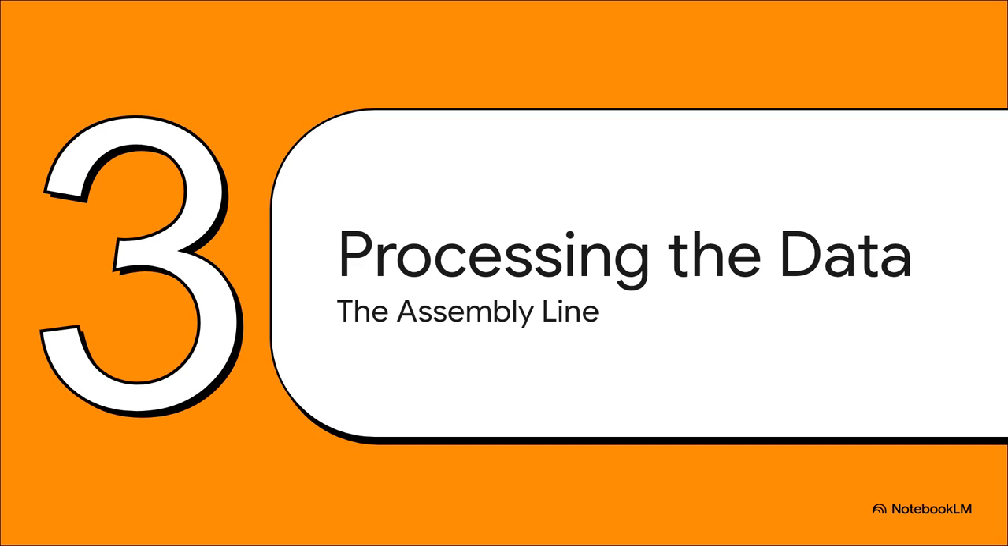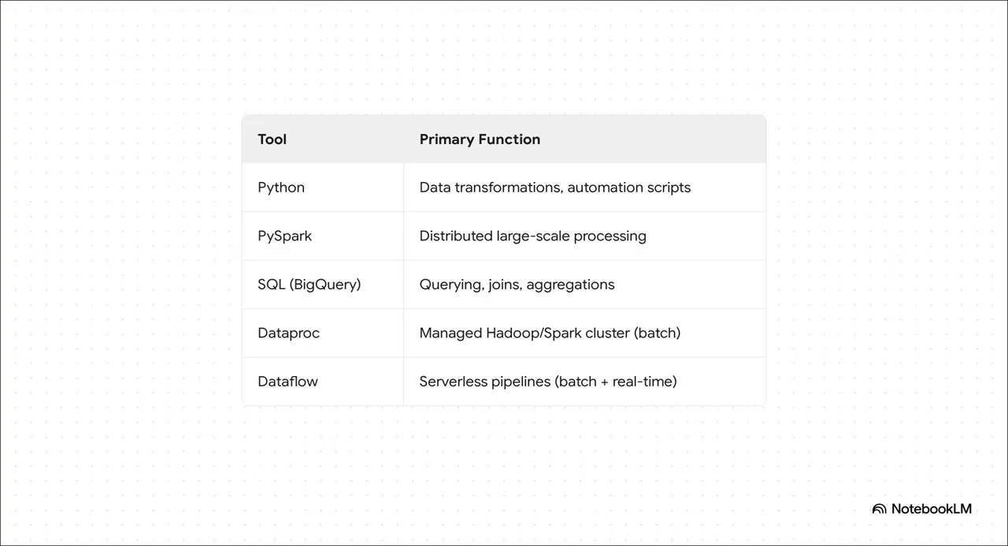Welcome to step 3, processing, our data assembly line. So let's take a look at the machinery on this assembly line. You've got your familiar tools, right? You can use Python for custom scripts or just use good old SQL right inside BigQuery. But for the really heavy-duty, large-scale jobs, GCP gives you two absolute powerhouses. Dataproc, which is for managed Spark and Hadoop, and Dataflow for serverless data processing.